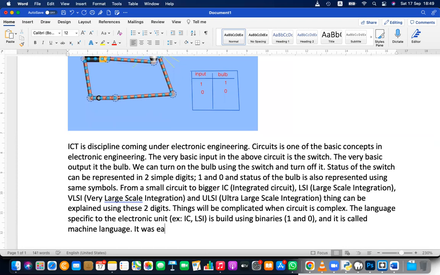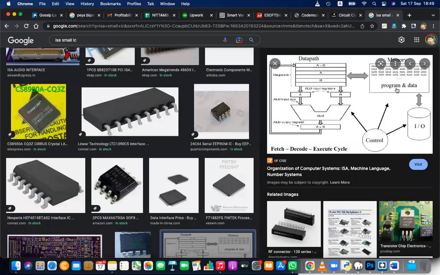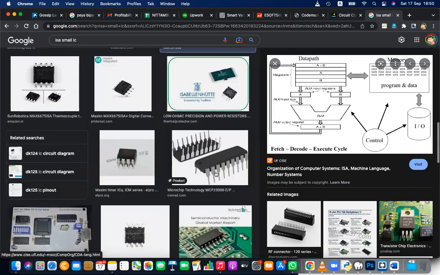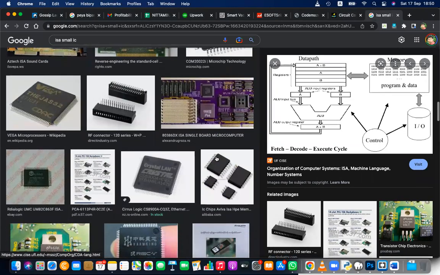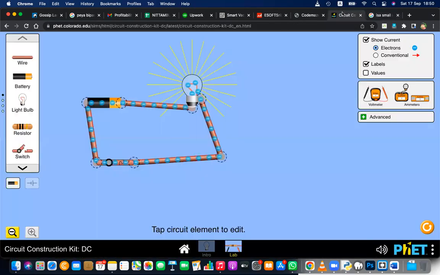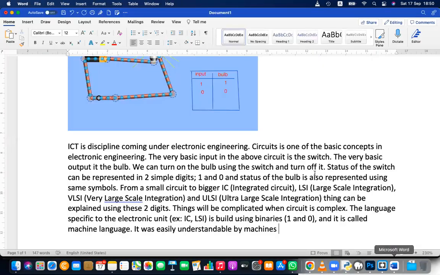It is easily understandable by machines, but we will get a headache, right? But you saw an image of machine language here. This is machine language, this is 1-0 language. But when you see that, it will definitely give you a headache when you learn this at the engineering level. No, it's not easy. It's really, really hard. Right? But not for human beings.